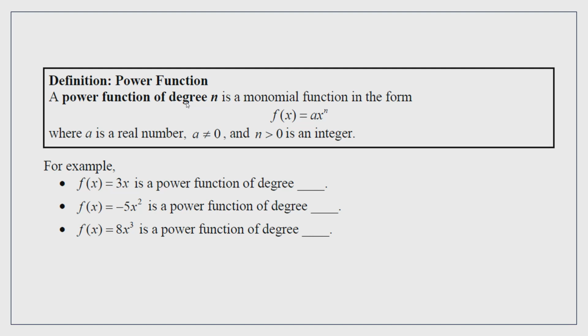So now we're going to dive in deeper into a specific type of polynomial function. So a power function of degree n is a monomial function in the form f of x equals ax to the power n, where a is a real number, a does not equal 0, and n is greater than 0 is an integer. For example, f of x equals 3x is a power function of degree 1. f of x equals negative 5x squared is a power function of degree 2. And f of x equals 8x cubed is a power function of degree 3.